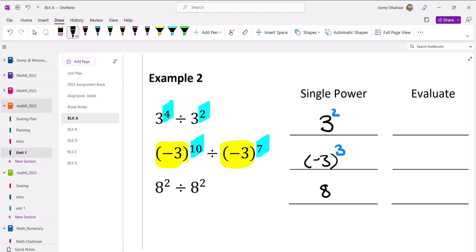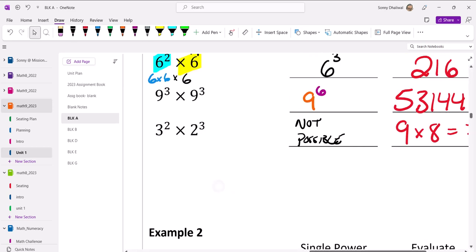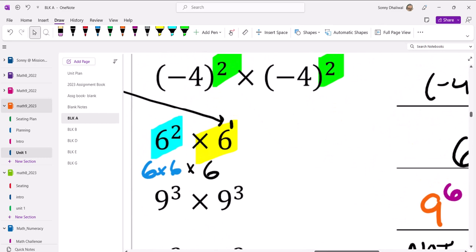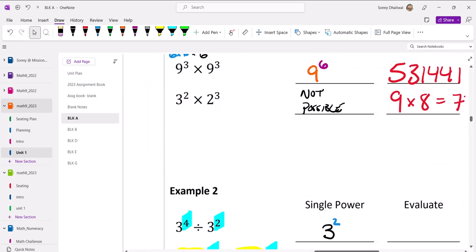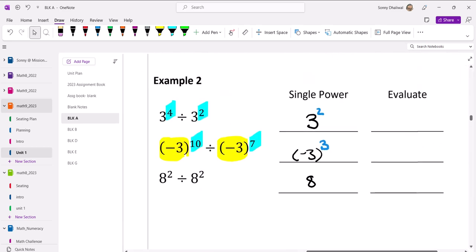However, we can't leave a blank here. Because if we leave a blank here, that means there's actually a 1 exponent there. Well, we don't mean 1, we mean 0. So we need to put the 0 in.